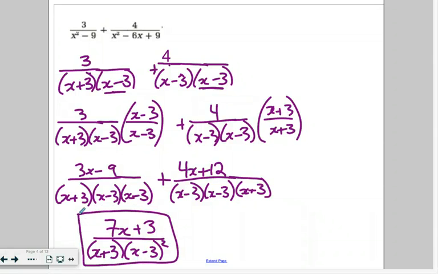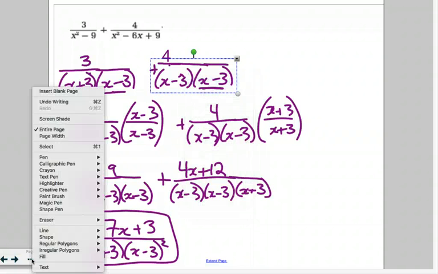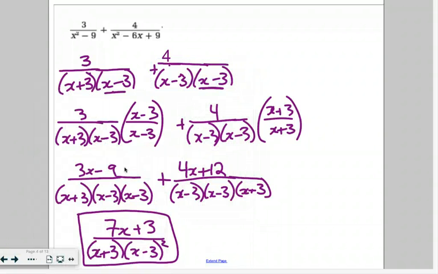And once again, my non-permissible values, were I to have stated them, should in fact be x cannot equal 3 and x cannot equal negative 3. Okay?